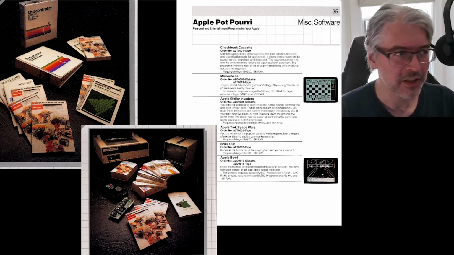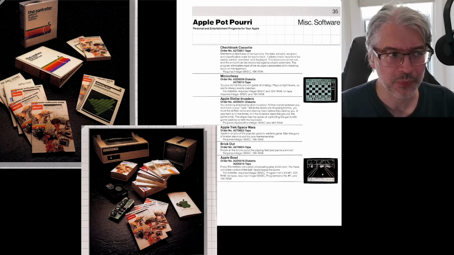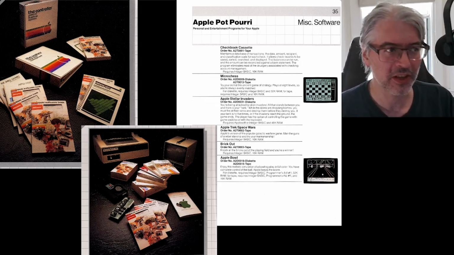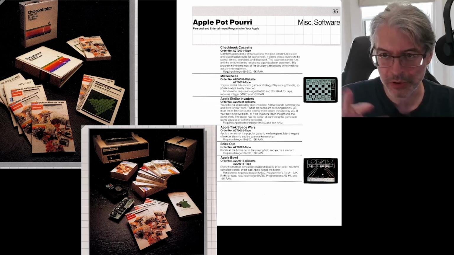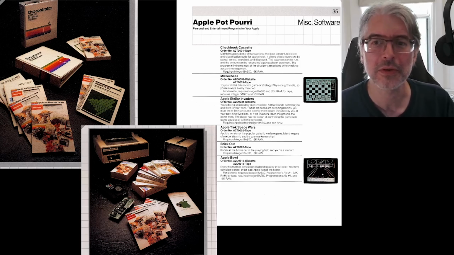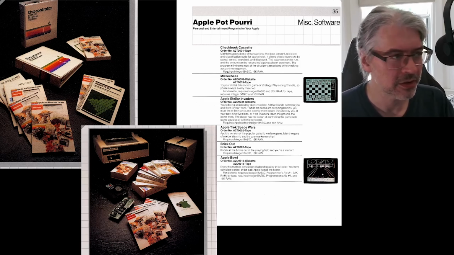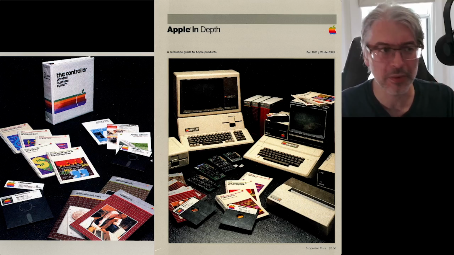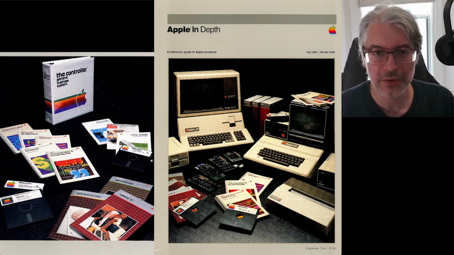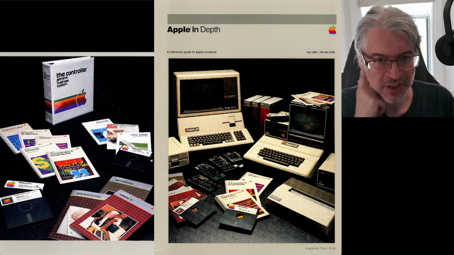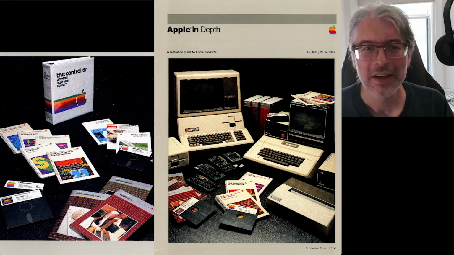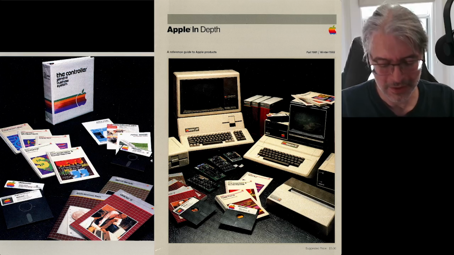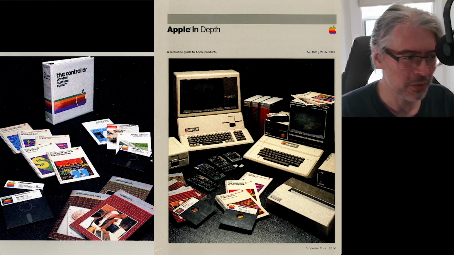The software that's listed here says Apple Potpourri, and it's got Checkbook, Microchess, Stellar Invaders, Apple Trek and Star Wars, the cassette, Breakout, the cassette, and Apple Bowl, the cassette and tape. So these are sort of early software things. Here's the cover of the Apple In-Depth Fall 81, Winter 82, and another section that shows the software laid out. Anyway, I like looking at these catalogs. If you haven't seen them, it's worth taking a look.